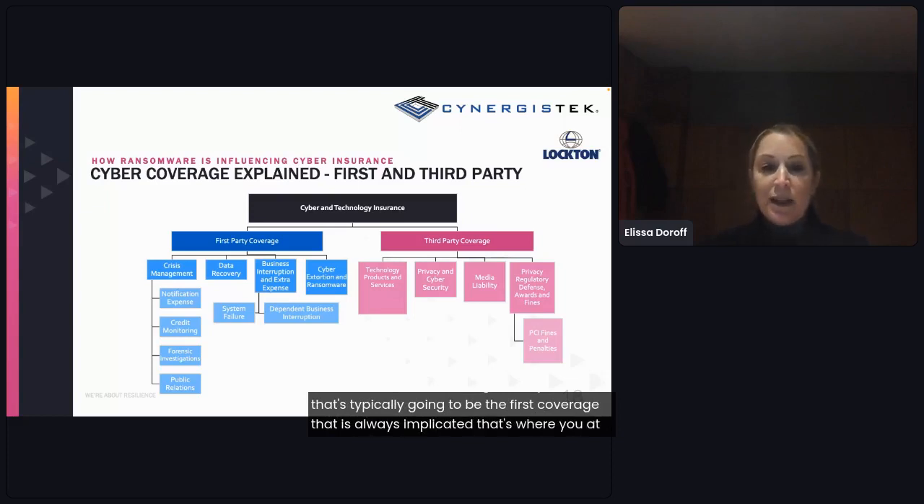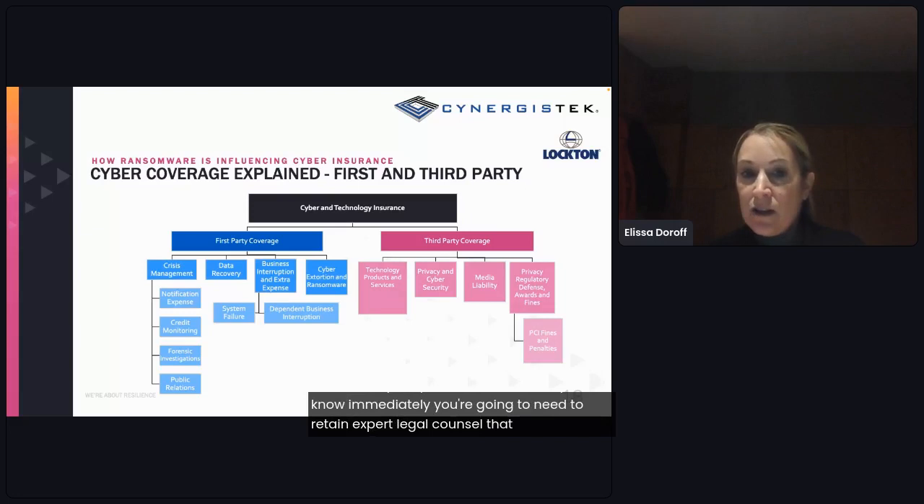That's where immediately you're going to need to retain expert legal counsel. That legal counsel is going to retain the forensic firm. The forensic firm will do their investigation. Then, based on the type of information that's been compromised, you determine: do we have a notification and credit monitoring situation? Is this a large enough incident where we need to bring in a PR firm to disseminate a message? Those are really the most important coverages here.